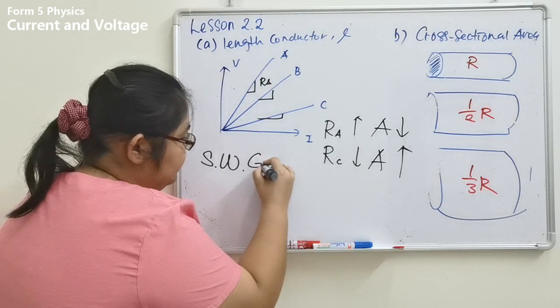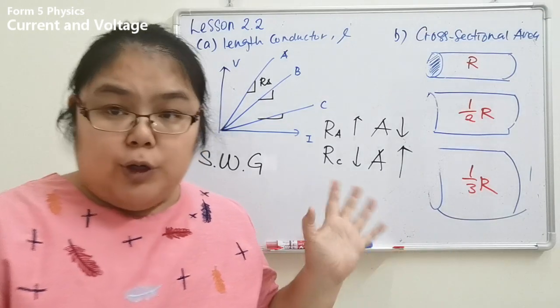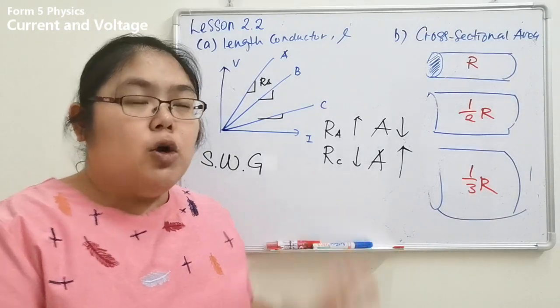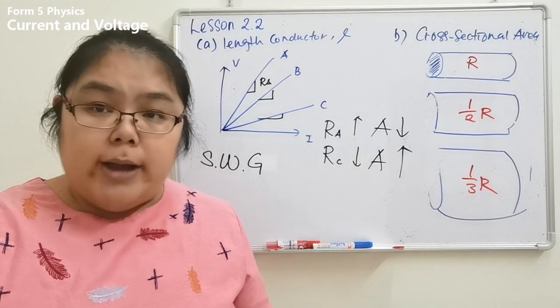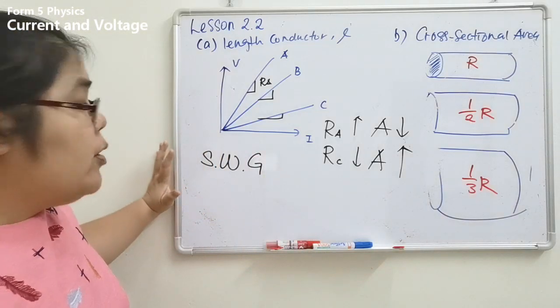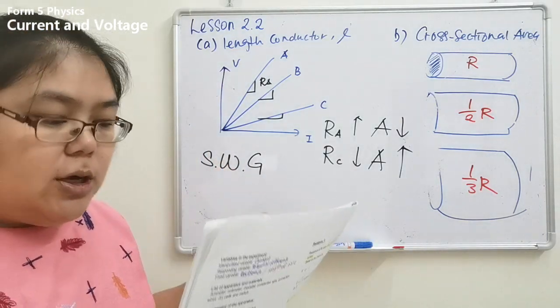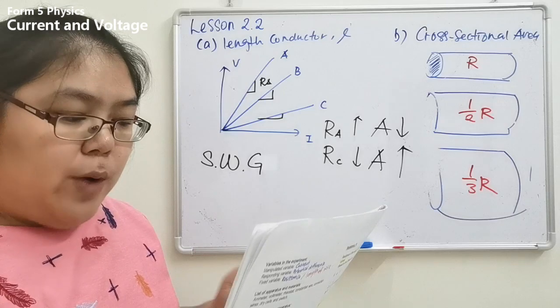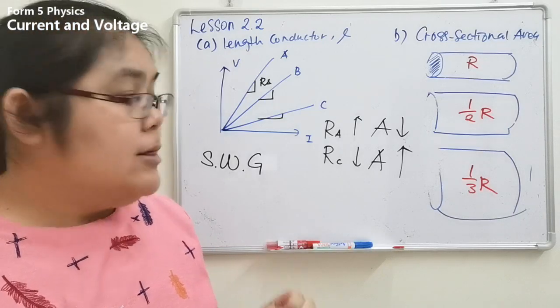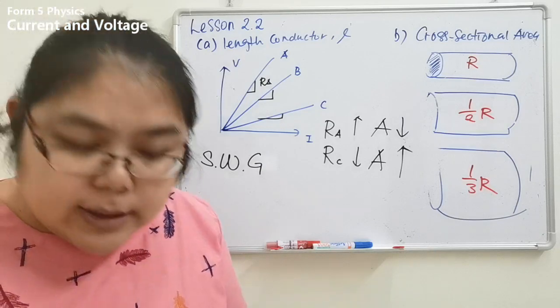SWG. SWG is just a code. The code for what? The code for the thickness of the wire. You need to know the full name: standard wire gauge. For a conductor wire, the higher the number of the standard wire gauge, the more the thickness of the wire decreases.